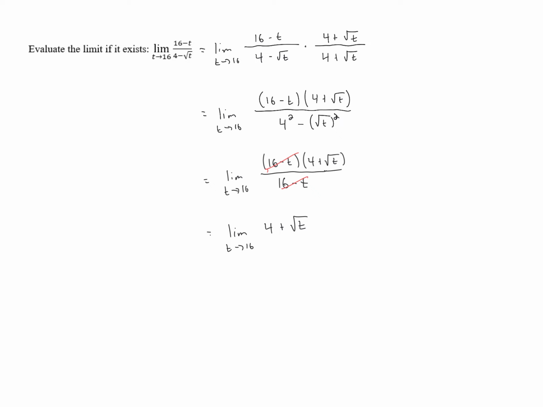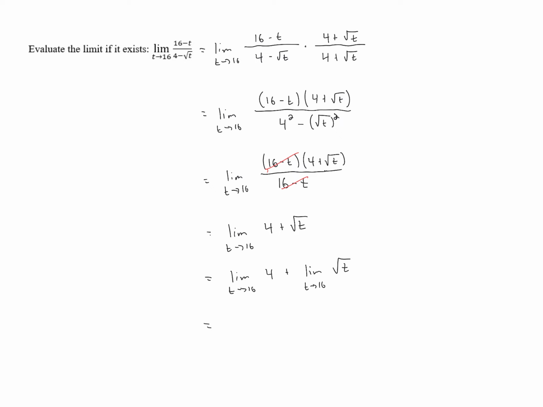But remember, we can't do that if we've got a radical, but we can take this limit of a sum and rewrite it as the sum of the limits. So the limit as t approaches 16 of 4 plus the limit as t approaches 16 of root t. And once we've done that, we can move the limit inside that root. So let's just evaluate this limit now.